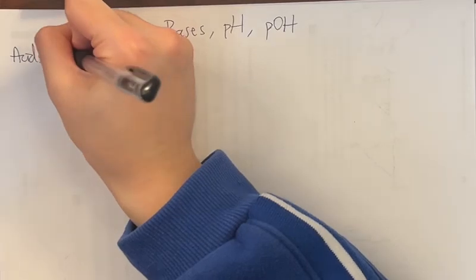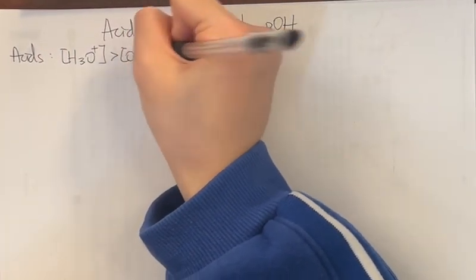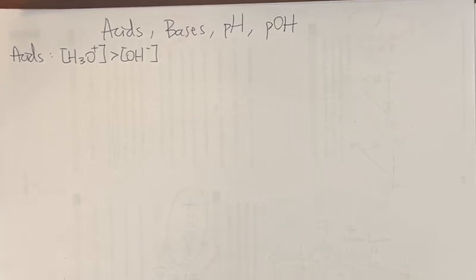Well, acids basically just means that the hydronium ions are greater than the hydroxide ions. So remember, the hydronium ions and the hydroxide ions both exist in both acids and bases, just in different amounts. They have different ratios, and when the concentration of hydronium ions is greater than the concentration of hydroxide ions, this solution is an acidic solution.